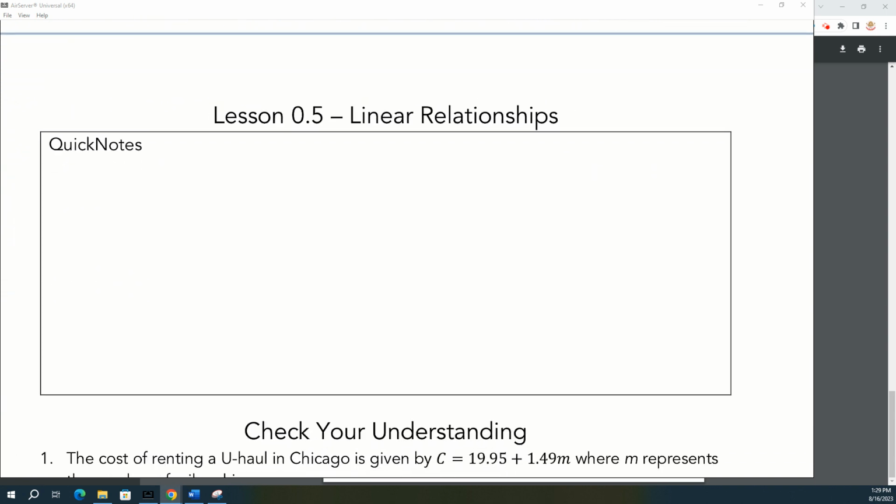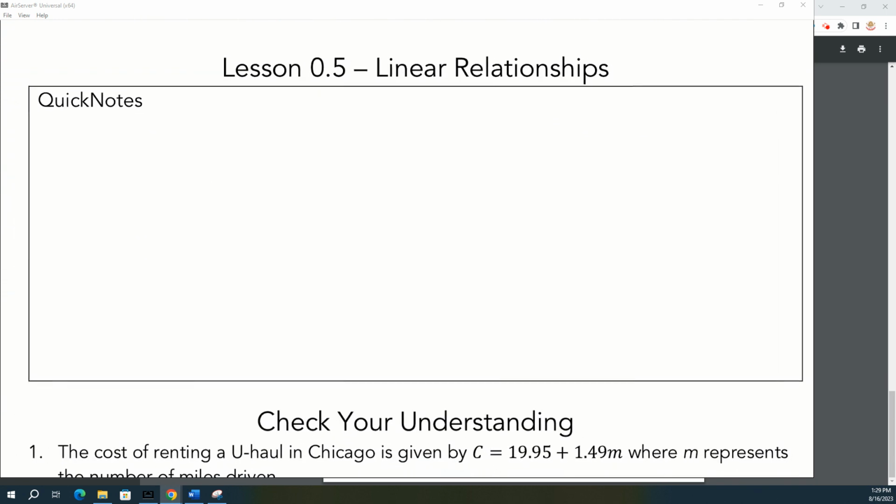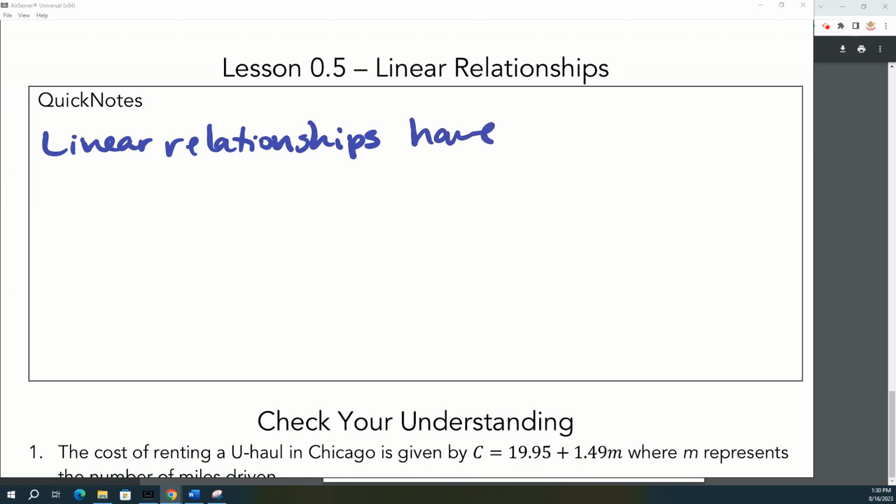All right, so let's go back to the official notes. Fill these in. All right, so this lesson. Okay, so let's talk about linear relationships. So all linear relationships have a constant rate of change.